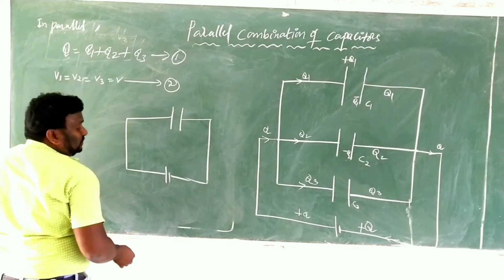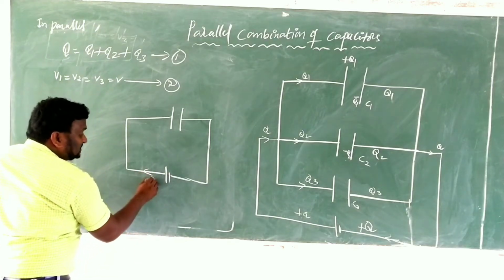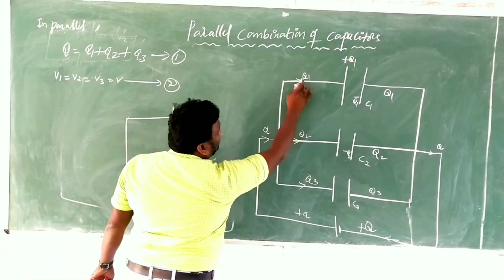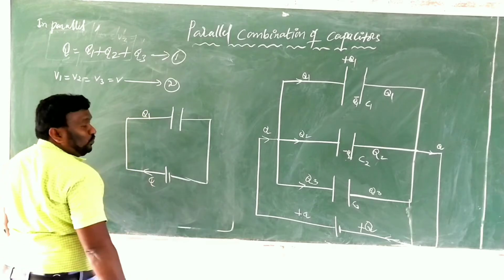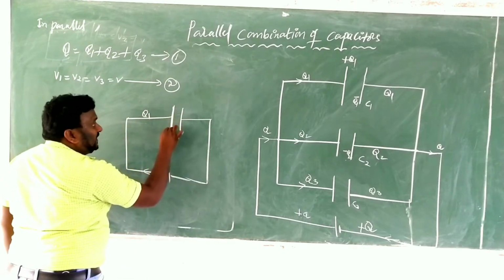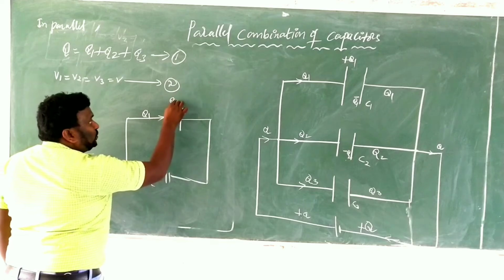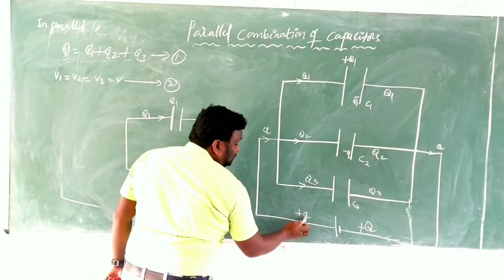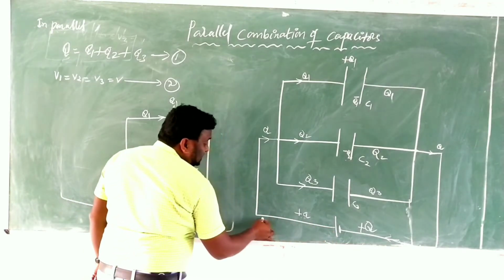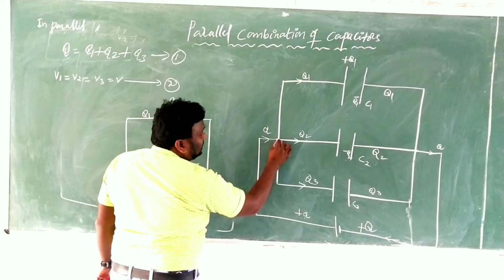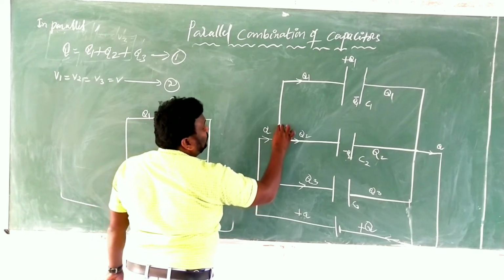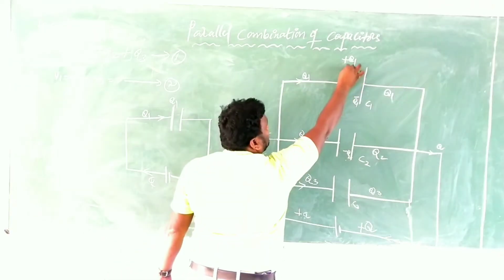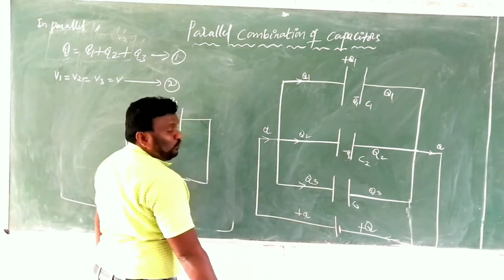Just imagine what's happening there. This is the first capacitor. The charge supplied is Q. How much charge is going to the first capacitor? Q1. That means what reaches the first plate? Q1 reaches the first one. Clear? From this battery, Q charge is moving, and at this point some amount of charge is moving like this. That is how much? Q1. That reaches the first plate as plus Q1.